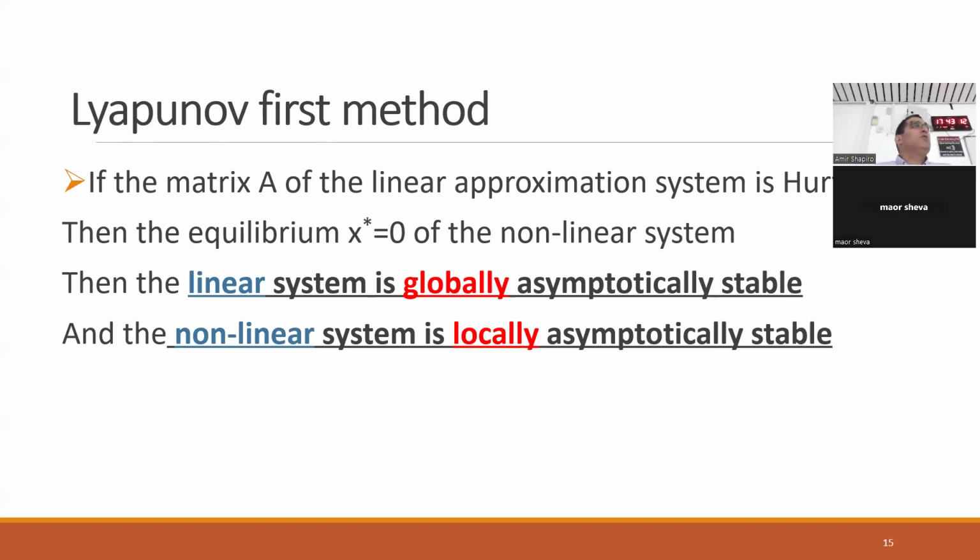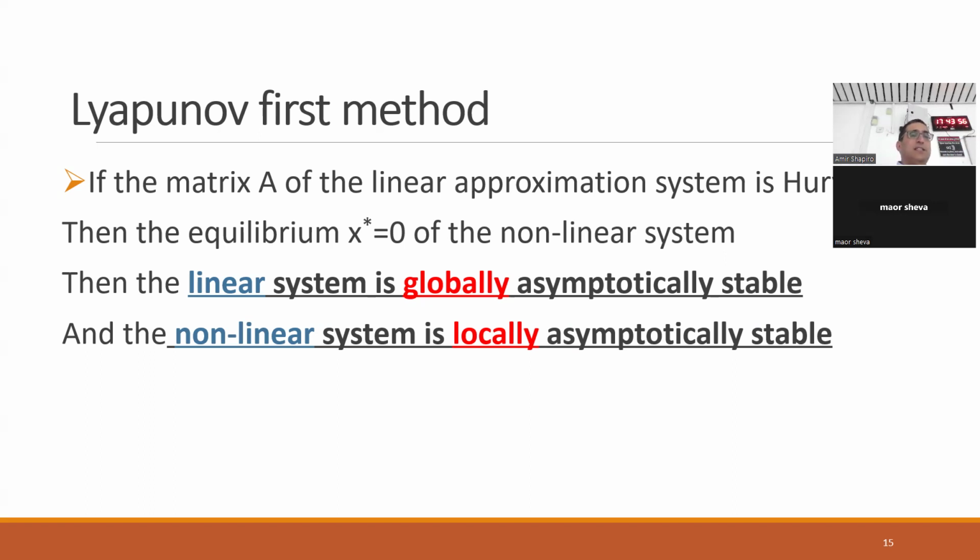So we will talk about two methods of Lyapunov stability. The first method is about the linearized system. If the matrix A of the linear approximation system is Hurwitz, meaning that it has eigenvalues in the open left half plane, then the equilibrium X star of the nonlinear system, X star is the equilibrium of the nonlinear system.